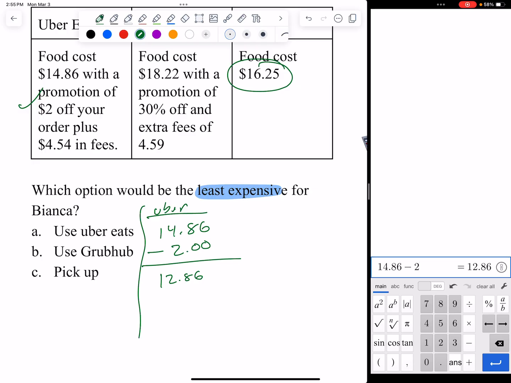But here's the issue with Uber Eats, you've got a plus, right? And your plus is going to be your fees. So the fee for your order is going to be $4.54. So let's take the $12.86 and add the $4.54. Careful, 4.54. And now my total is $17.40. And let's go to the next one.